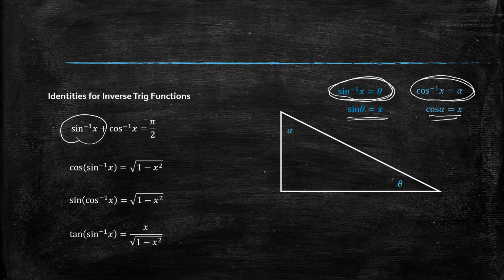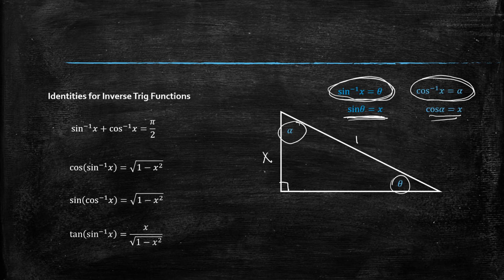Okay, so I labeled theta down here in the bottom right corner of my triangle, so this is a right triangle. Sine of theta is equal to x, so opposite must be x, hypotenuse is going to be 1. Cosine of alpha, so cosine is adjacent over hypotenuse. So alpha can be that top angle in my triangle. Since alpha and theta are the 2 acute angles in a right triangle, they must add up to 90 degrees. Therefore they must add up to pi over 2. So that is our first identity, that arcsine plus arccosine is equal to pi over 2.